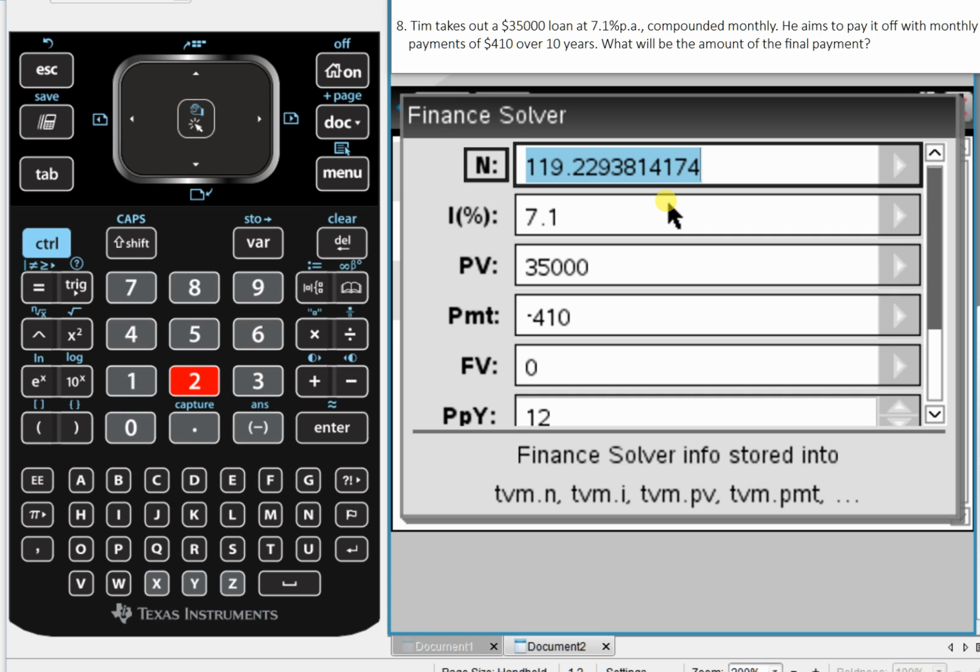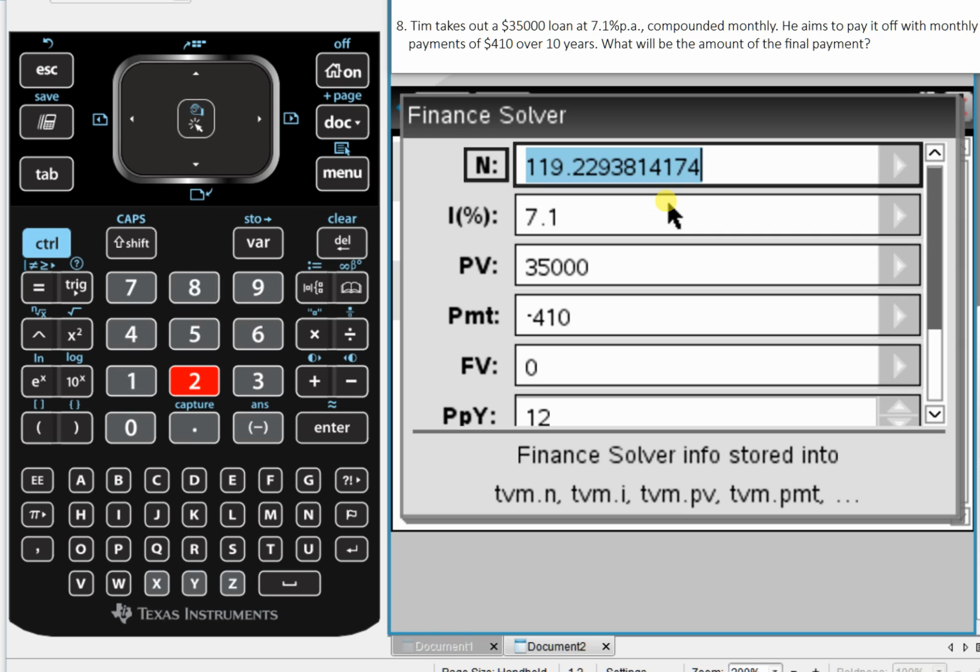119.23, approximately. So what that tells us is that it takes a little bit less than 120 payments for Tim to pay the whole thing off. Or another way of looking at it is that for that last payment, he won't owe $410 still. He'll owe less money than that. So Tim needs to figure out how much he is going to owe in that final payment.